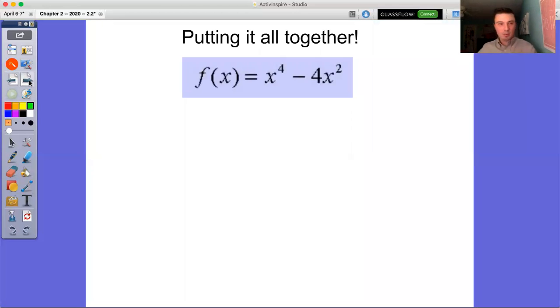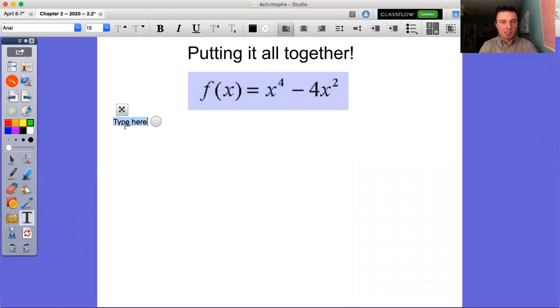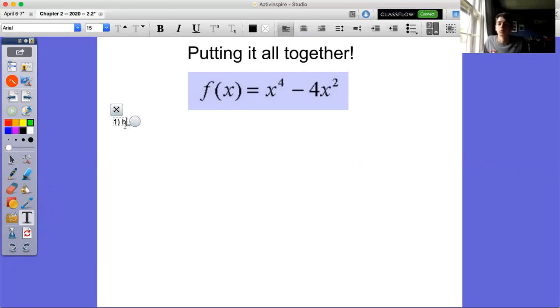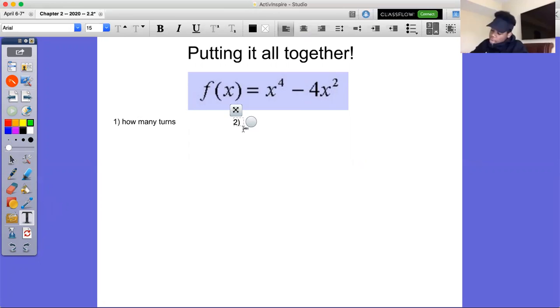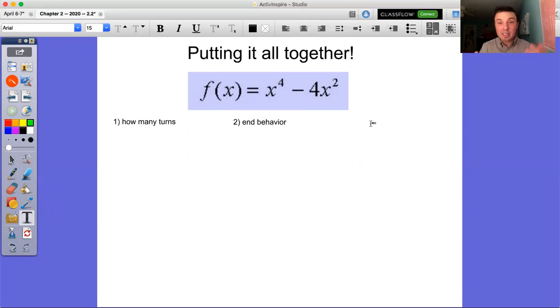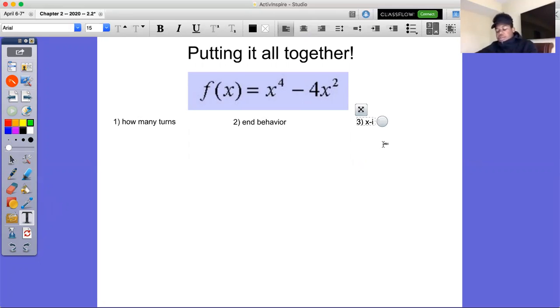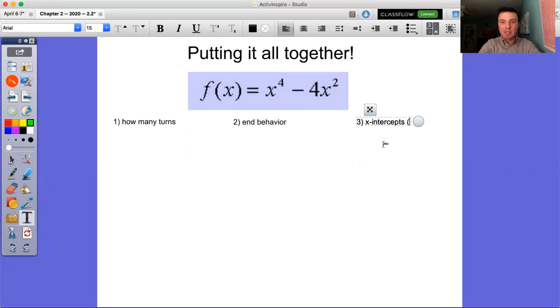Okay. So things we need. What was the first thing we needed? Somebody help me out. What was the first thing? Turns. Yes. How many turns? What was the second thing we needed? The end behavior. That's basically what it's doing at the edges of the graph. And then the last thing we needed was x-intercepts, which means the same thing as zeros or roots. Okay, let's do all three of these.